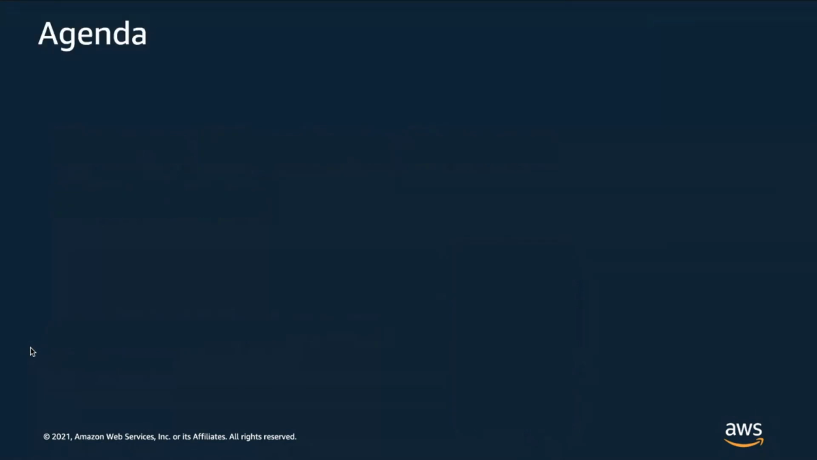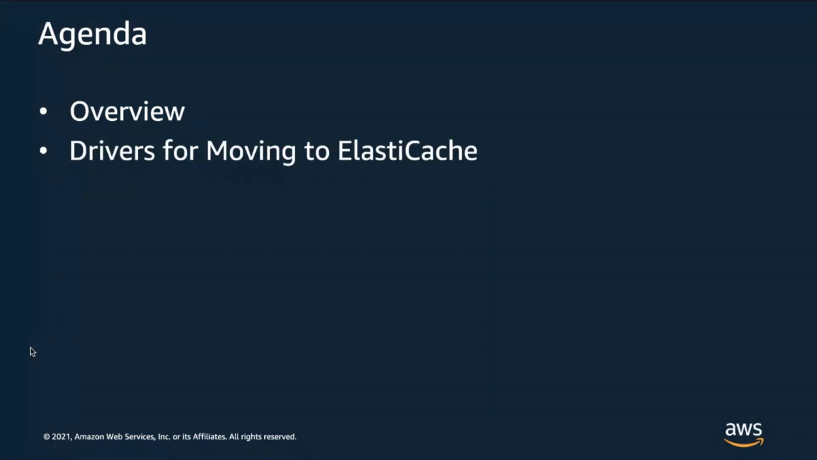To get the most out of this talk, it's helpful to have an idea of what ElastiCache is and what problems it solves. So we'll start with a brief overview of the service and the open source engines it supports. Next, we'll look at some common reasons customers choose to move their managed or self-managed workloads into ElastiCache. Then we'll dive into the actual nuts and bolts of performing the migration, some operational best practices to consider, and give some real-world demos.